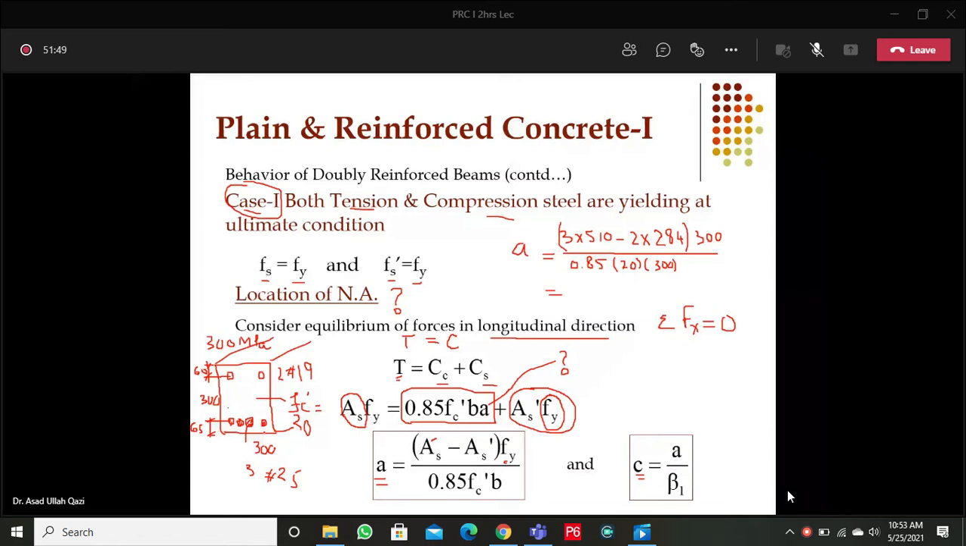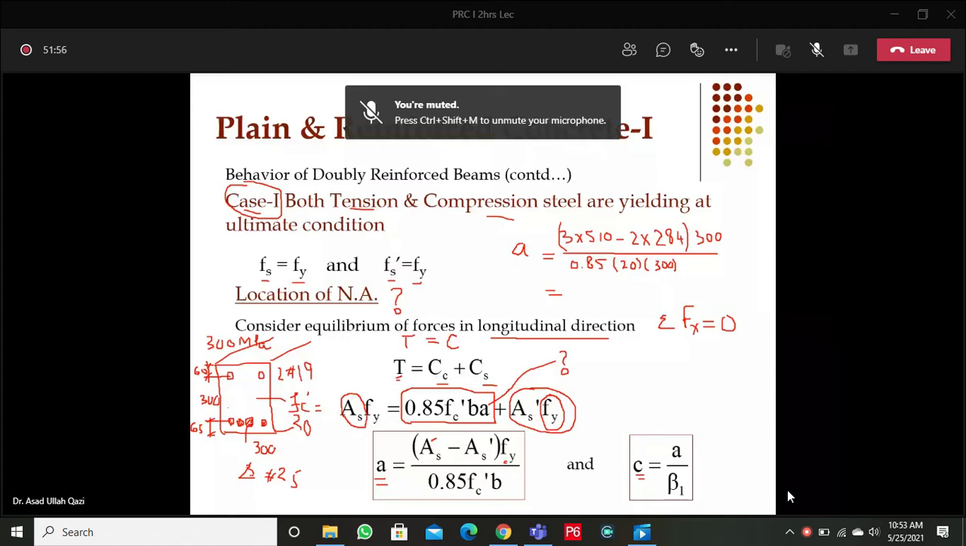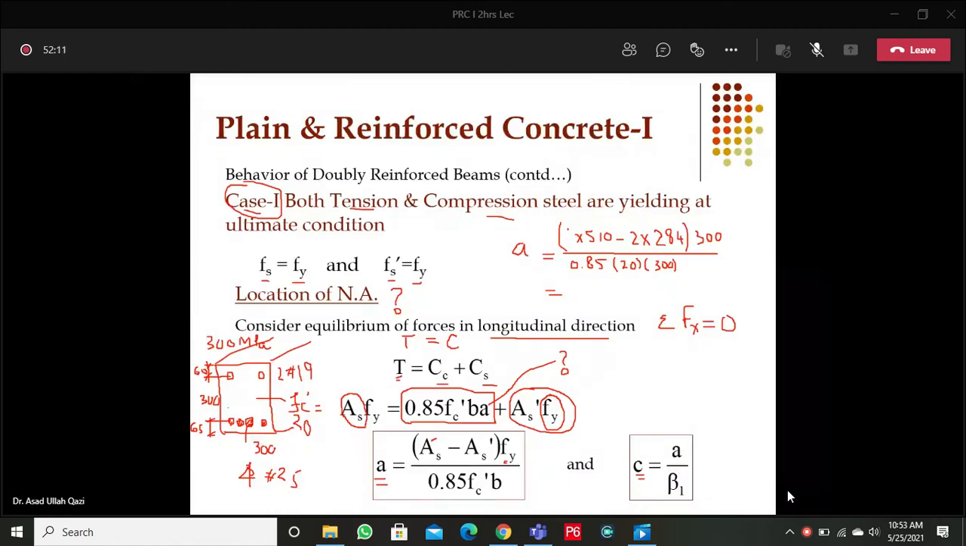So now I am putting four bars on the tension side. Four bars we can put in 300 millimeter, no problem. Now can you give me, sir, the revised a? It is 86.58. Let it be 86.6, right? And then c. 101.9. It can be case 1 or 2, no problem. But okay, let me write 101.9.